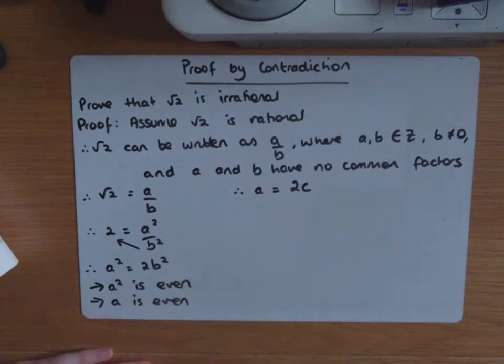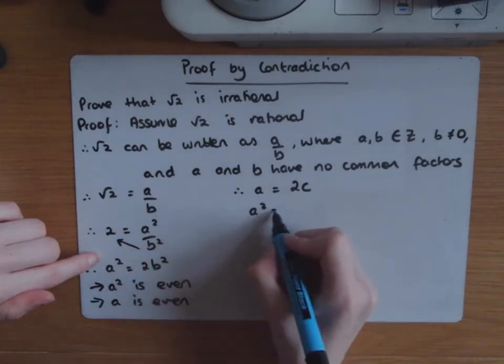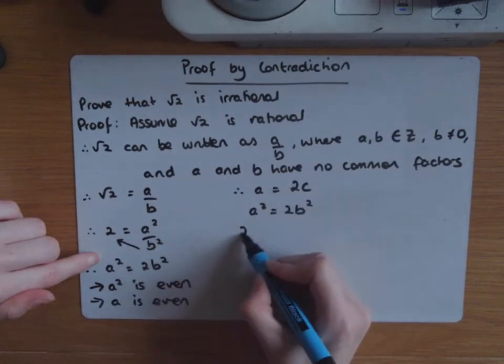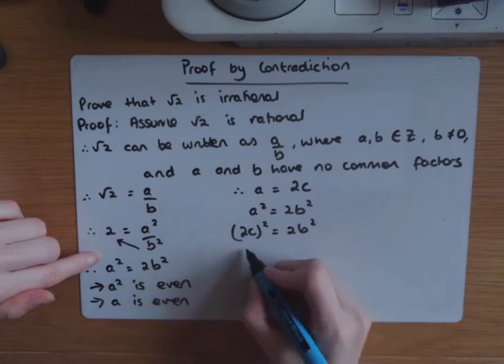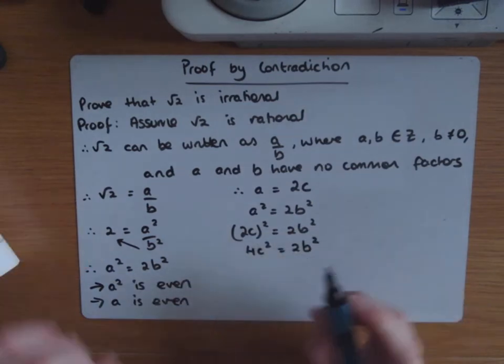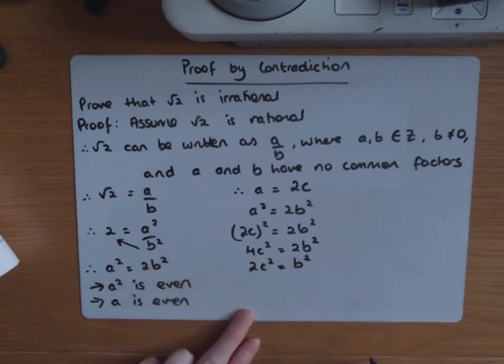Now let's go back here. A squared is equal to 2b squared. Now instead of a we're putting 2c. 2c squared is equal to 2b squared. So 4c squared equals 2b squared. So we get 2c squared equals b squared.